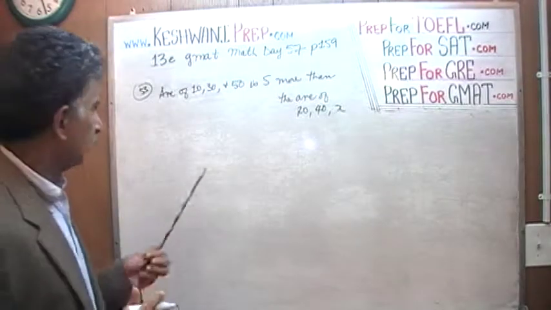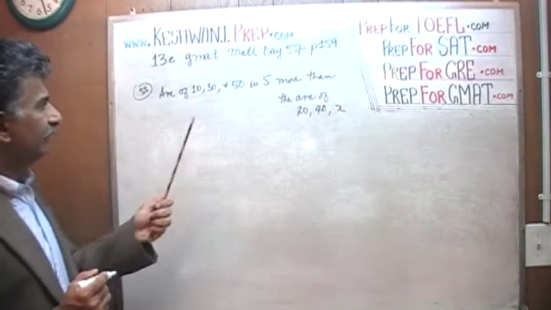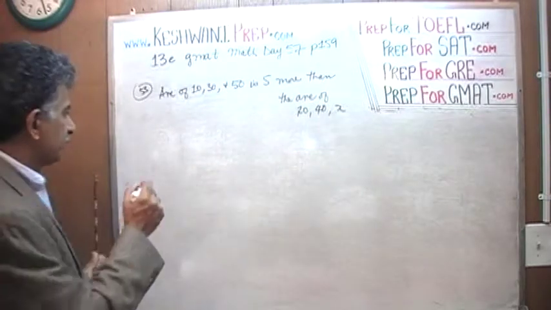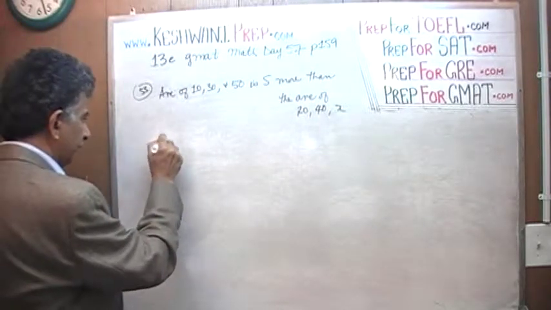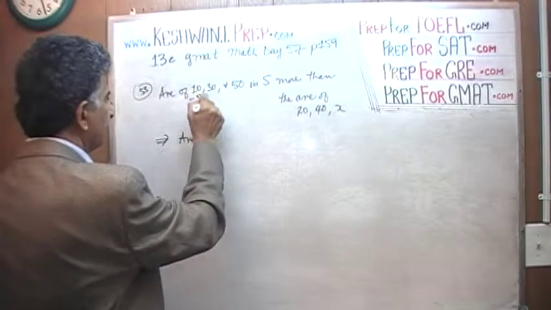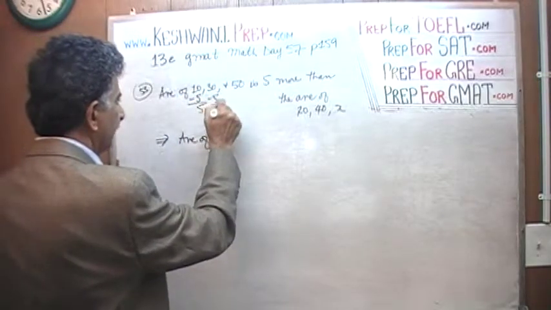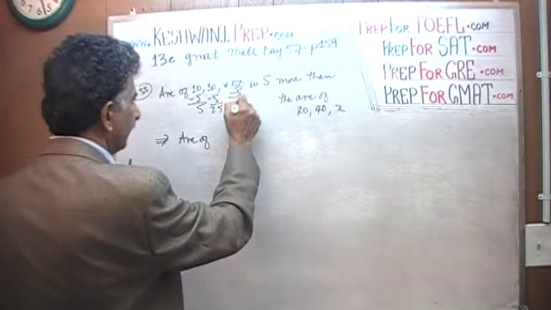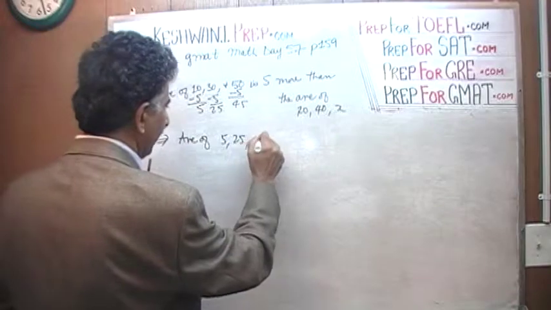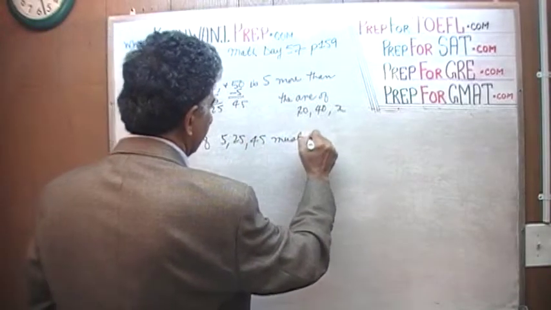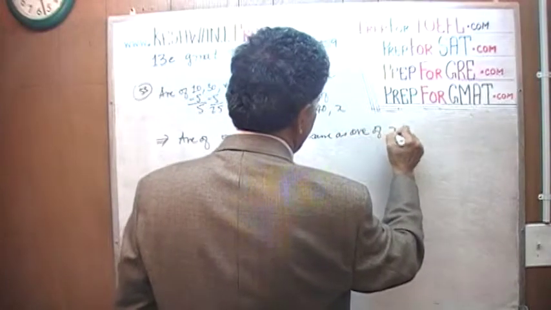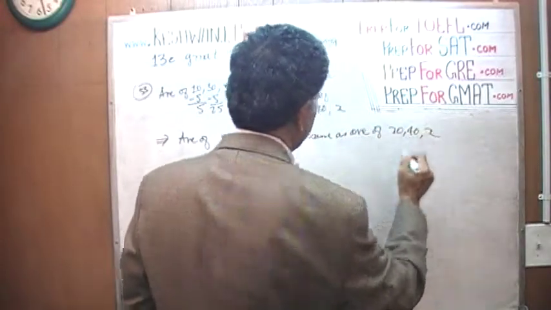Okay, here's what's going on. The average of 10, 30 and 50 is 5 more than the average of 20, 40 and X, which implies that if you take 5 away from each of these numbers, the average of 5, 25 and 45 must be the same as the average of 20, 40 and X.